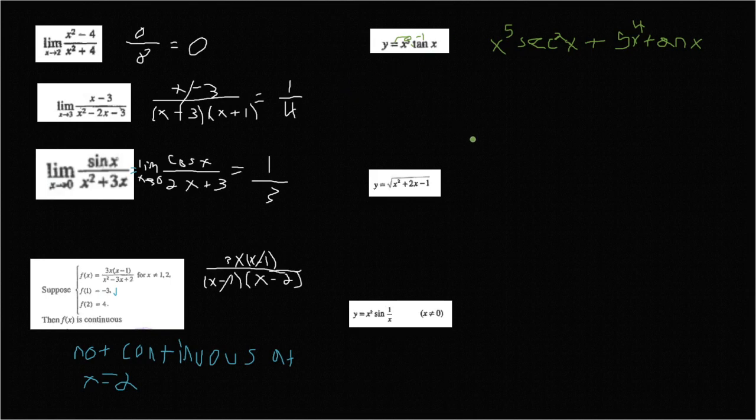That should be it. Okay, so I'm going to rewrite this as x squared plus 2x minus 1, all to the 1/2.